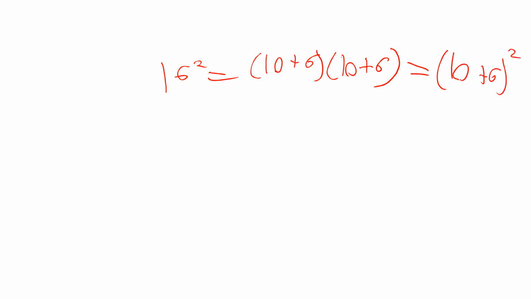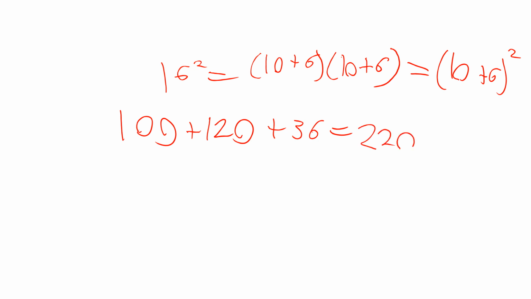And now immediately I notice that this is just 10 plus 6 squared. Again, squares of binomials. 10 squared is 100. The product of the terms of the binomial is 60. 60 multiplied by 2 is 120. And then 6 squared is 36. 100 plus 120 is 220 plus 36. 220 add 36, we have 256. It's very easy to compute.